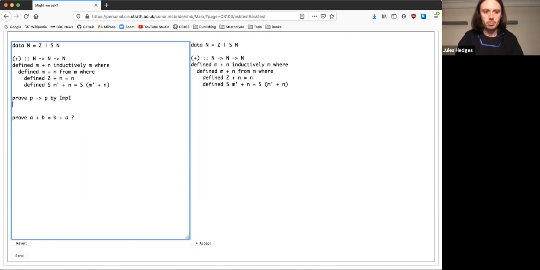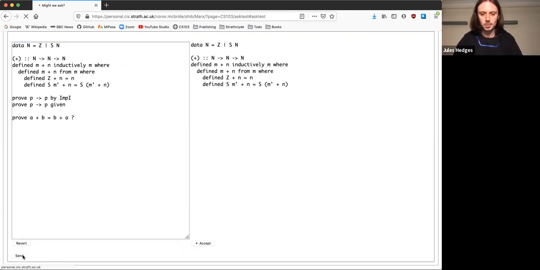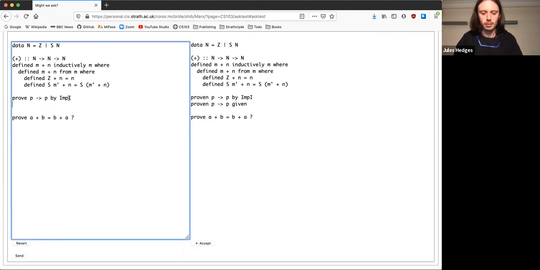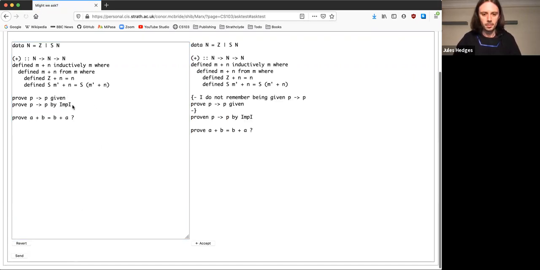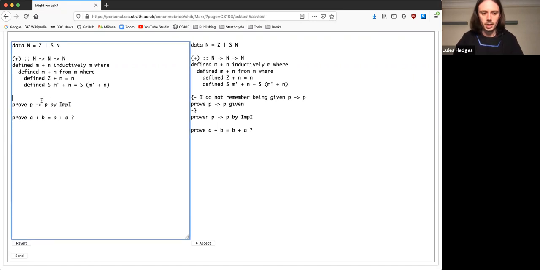And then if I want to prove P implies P a second time, I have the option of saying given. This only works this way round. If I try to do it the other way round, it won't work. So the real proof has to come first. Another thing you can do is the earlier proof can be incomplete, so it can contain a question mark. Now, if you send this, ask will do something a bit subtle.